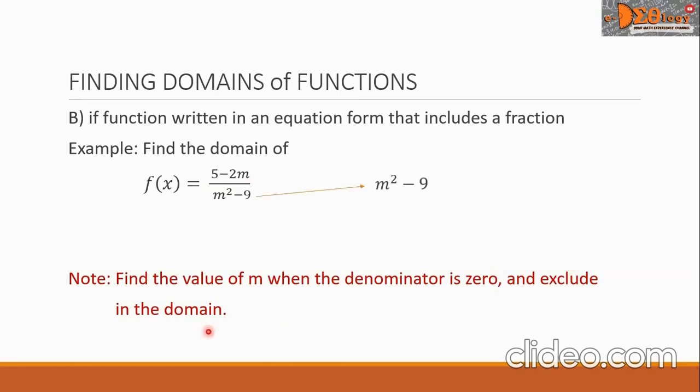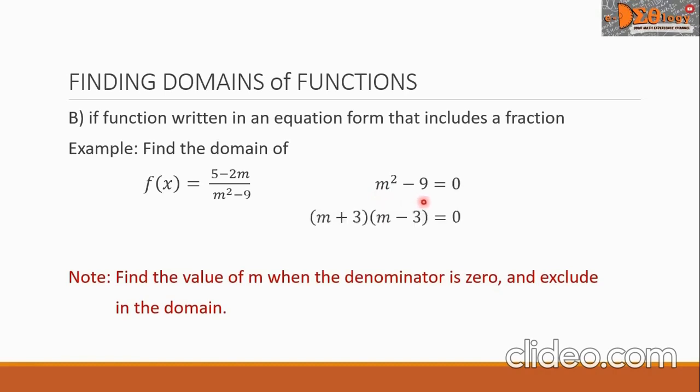So what we'll do, we will write the denominator here, and then we will equate this to 0. After that, we will solve for m. So our equation here is m squared minus 9 equals 0. We will use factoring to find the value of m. This m squared minus 9 is factored into m plus 3 times m minus 3.